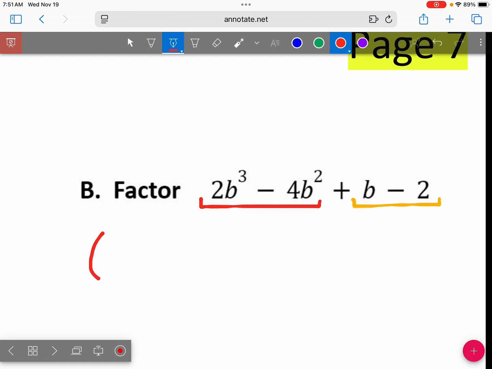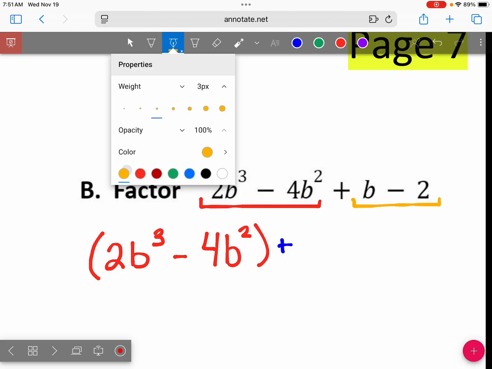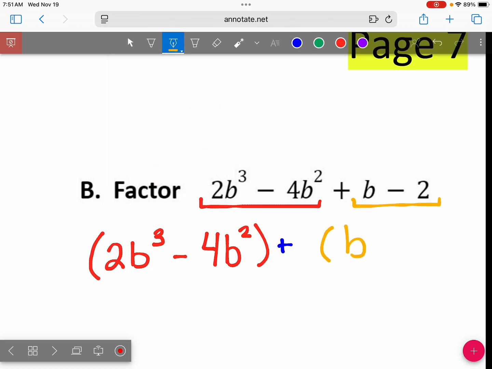So I'm going to break this up into 2b cubed minus 4b squared. And we're going to have our b minus 2 as its own pair. Looking to find the GCF of each piece. What do we have as the greatest common factor on this pair over here, the 2b cubed minus 4b squared? What do they have in common?